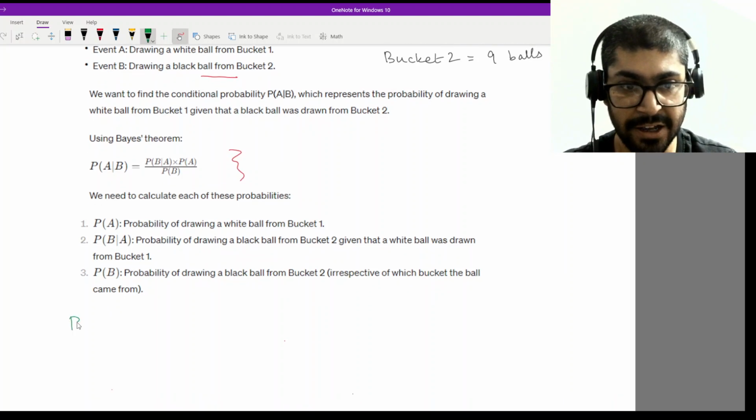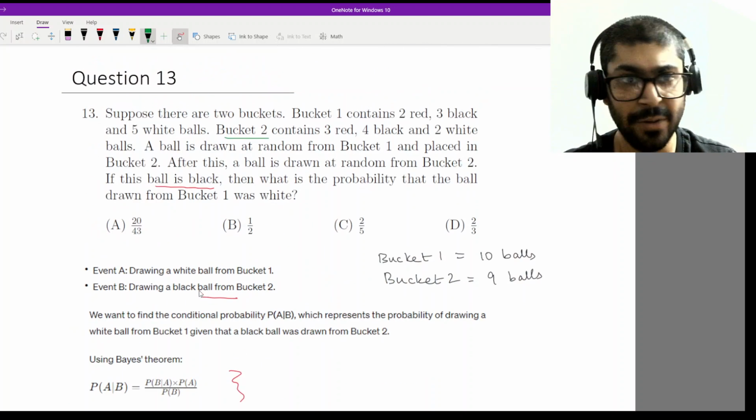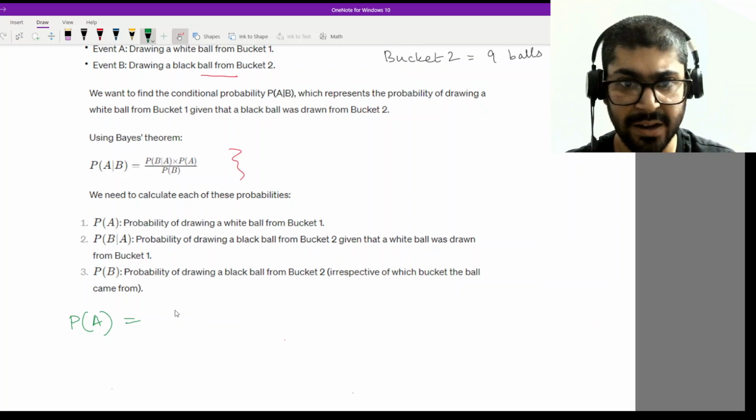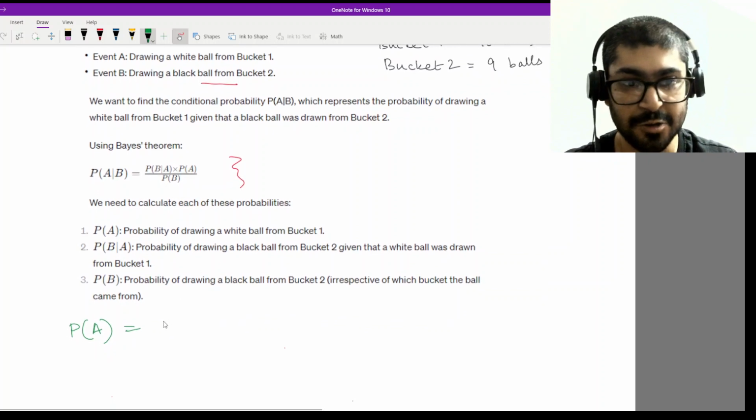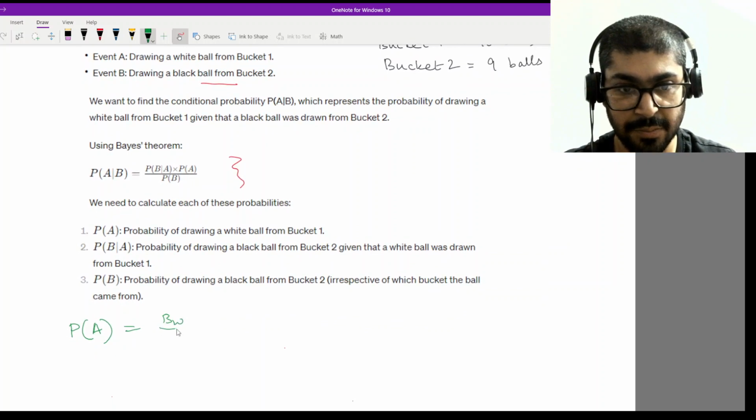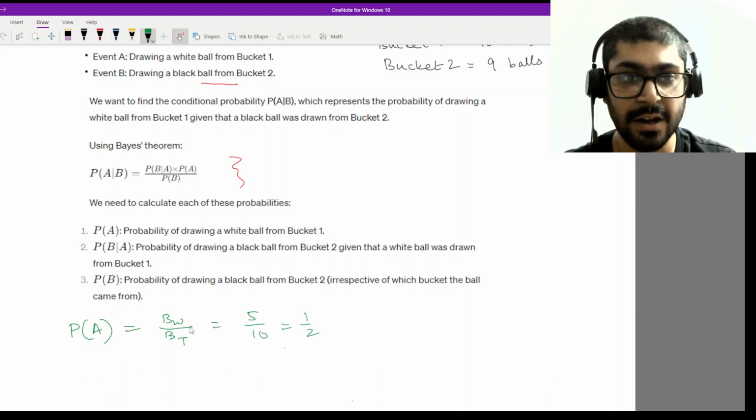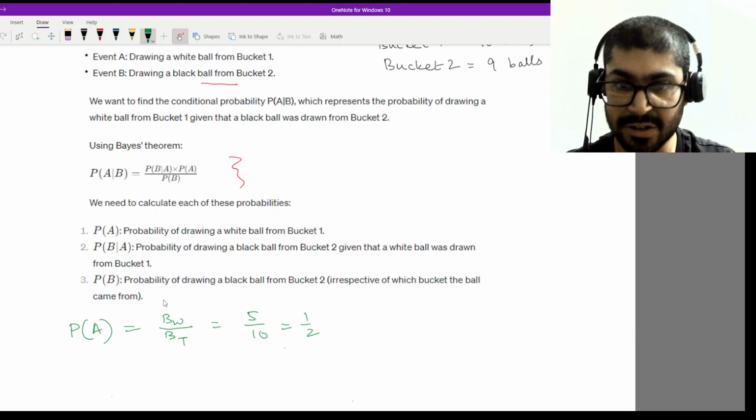What is the probability of drawing a white ball from bucket 1? Now P(A) will be, how many white balls are there in bucket 1? 5, and the total number of balls will be 10 that we have calculated right there on the top right hand corner. So white balls by total balls, that will be 5 by 10, which is equal to half. Now the probability of drawing a black ball from bucket 2 given that a white ball was drawn from bucket 1.